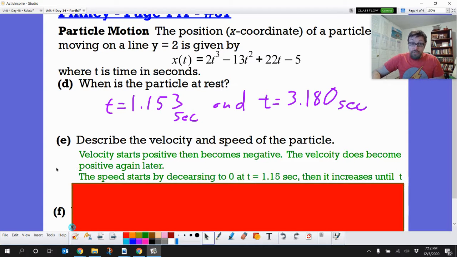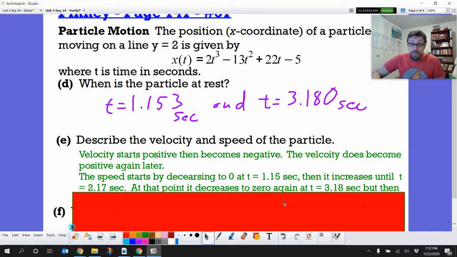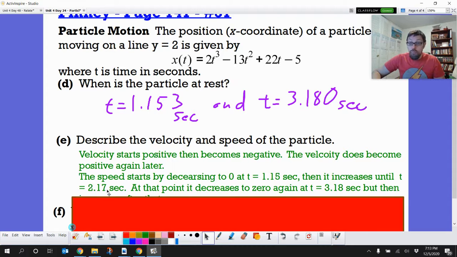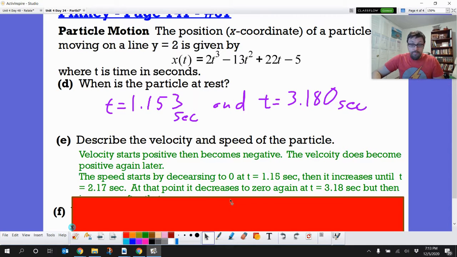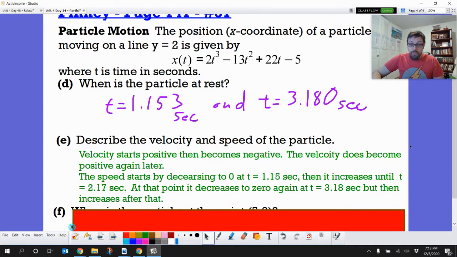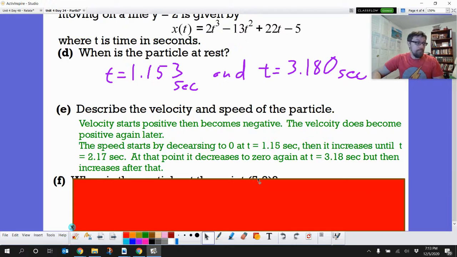The speed starts to decrease, decreasing to zero at t at 1.15 seconds. So that was that resting spot, and increases until t equals 2.17. So that is that kind of turnaround spot. So we have this negative, negative, negative, and then it starts heading back the other direction. And then it will increase after that. All right, don't need that anymore.